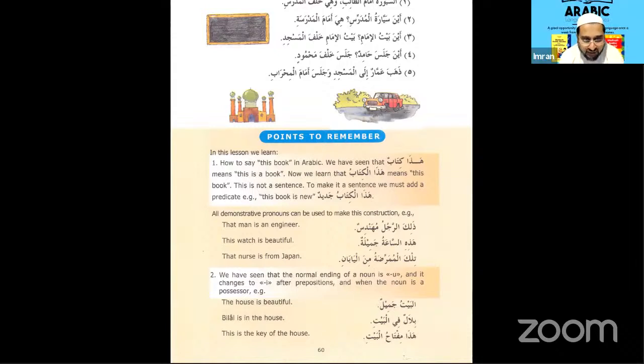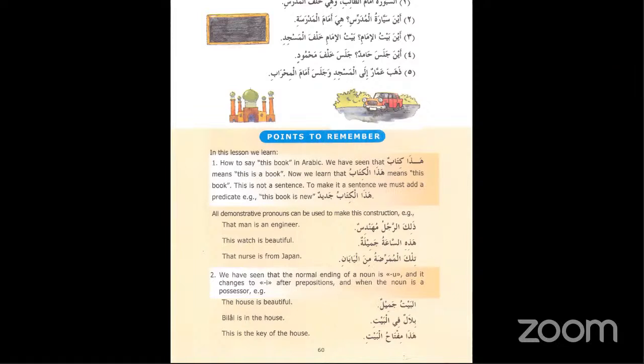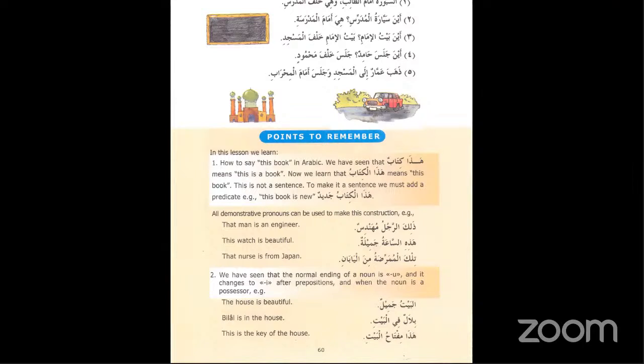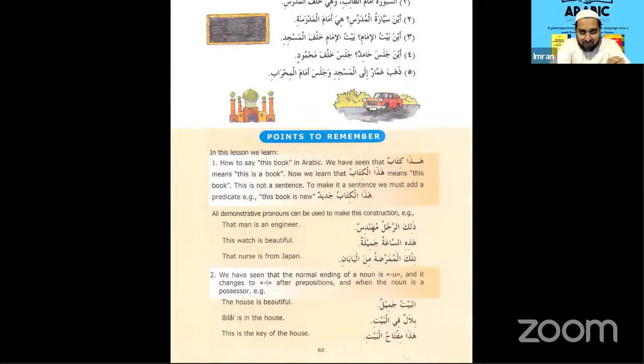Also read the next one. All demonstrative pronouns can be used to make this construction. For example, dhalika rajulu muhandisun: that man is an engineer. Hazihi sa'atu jamilatun: this watch is beautiful. Tilkal mumarrizatu minal yabani: the nurse is from Japan. Is that clear now? Yeah.